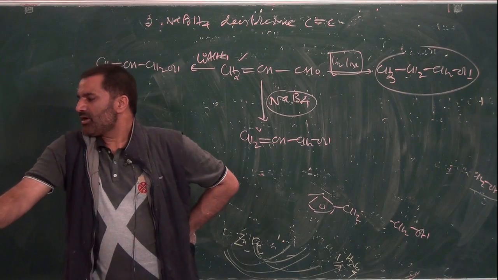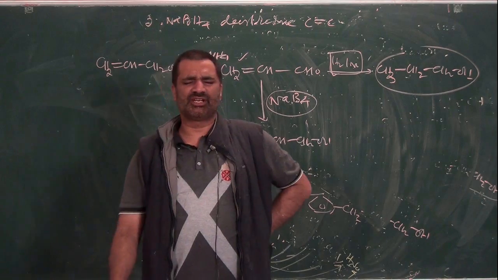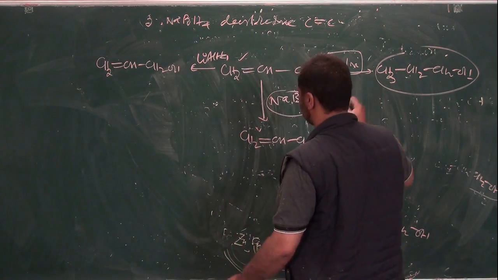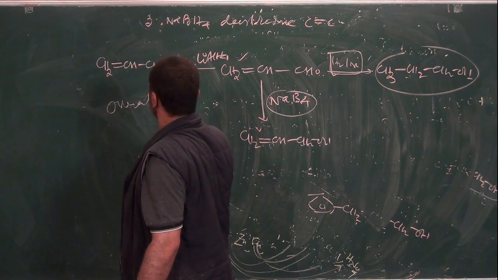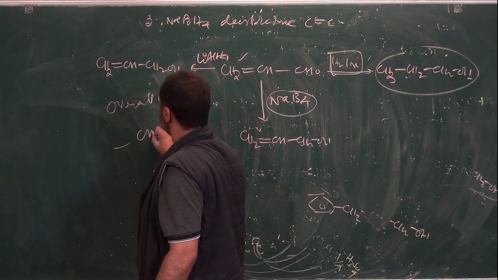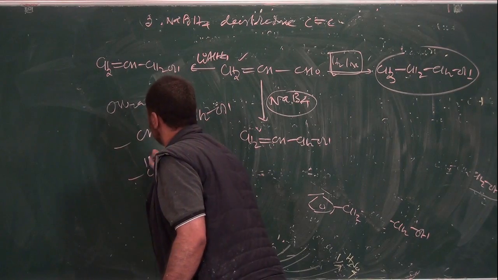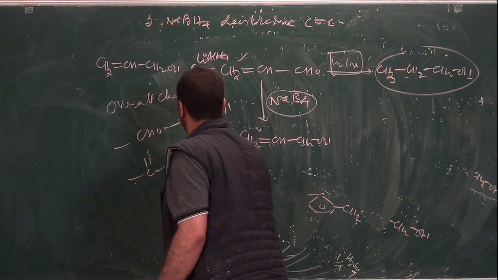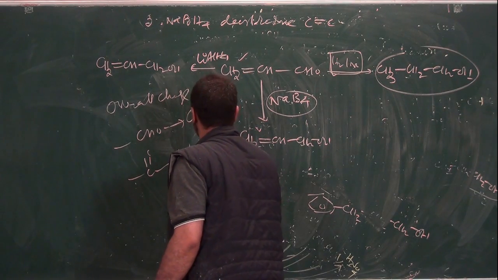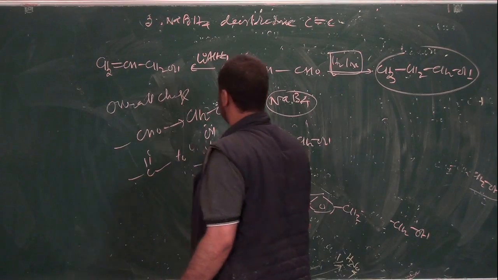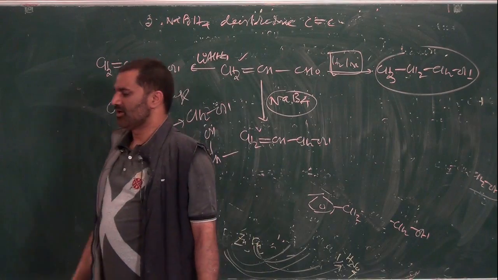So the overall change in this reaction, I will write here, is CHO to CH2OH and CO to CHOH. Simple. This is a very, very simple concept: the reduction here is addition of hydrogen across the carbon-carbon double bond.